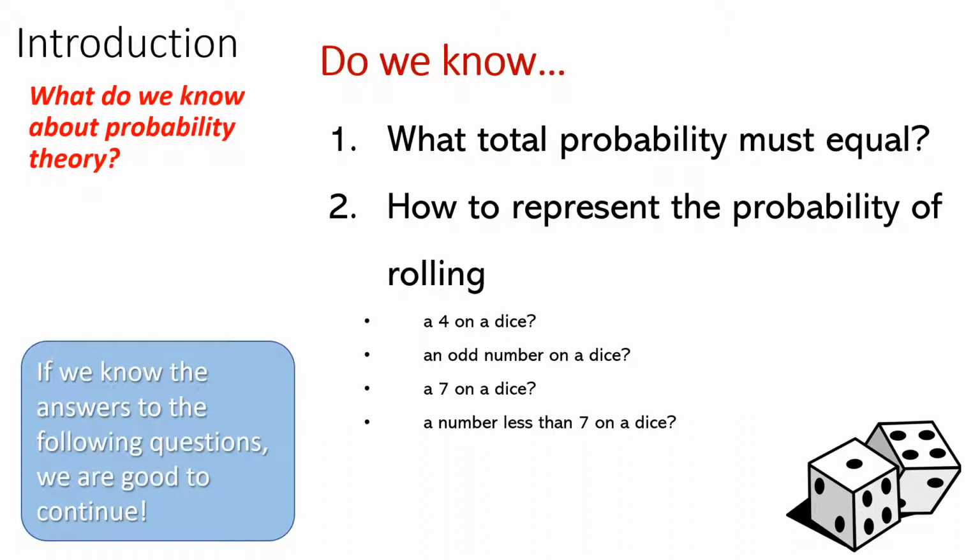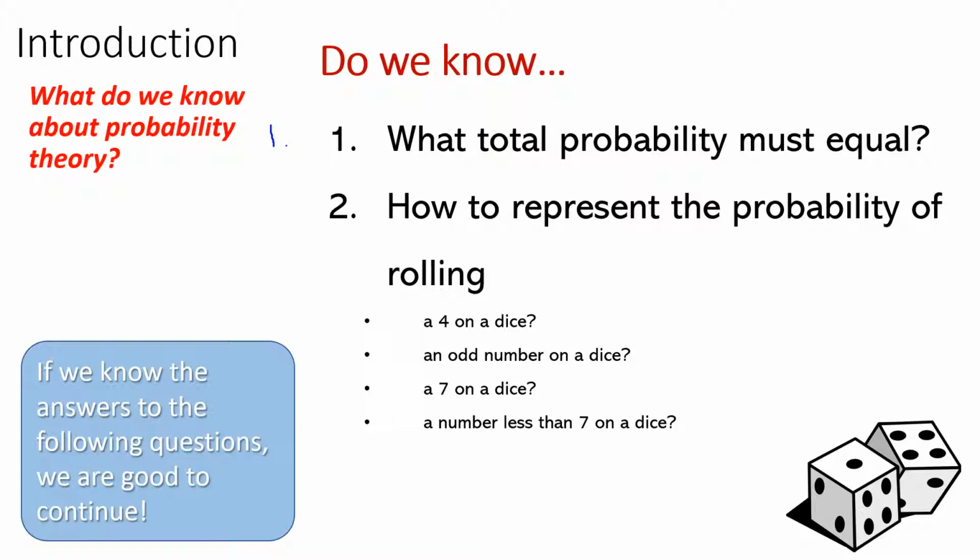But total probability, if we go through the answers quickly, must equal 1. You will see that this is a fact that is key in answering many questions throughout probability. And if I ask how to represent the probability of rolling a 4 on a dice, for instance, if you replace the word probability with fraction, then we can just write a fraction that represents each of these things.